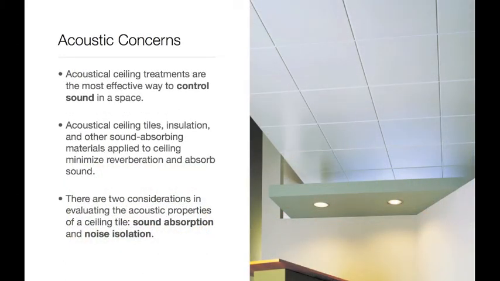Acoustical ceiling treatments are the most effective way to control sound in a space. Acoustical ceiling tiles, insulation, and other sound-absorbing materials applied to ceilings minimize reverberation and absorb sound. There are two considerations in evaluating the acoustic properties of a ceiling tile: sound absorption and noise isolation.